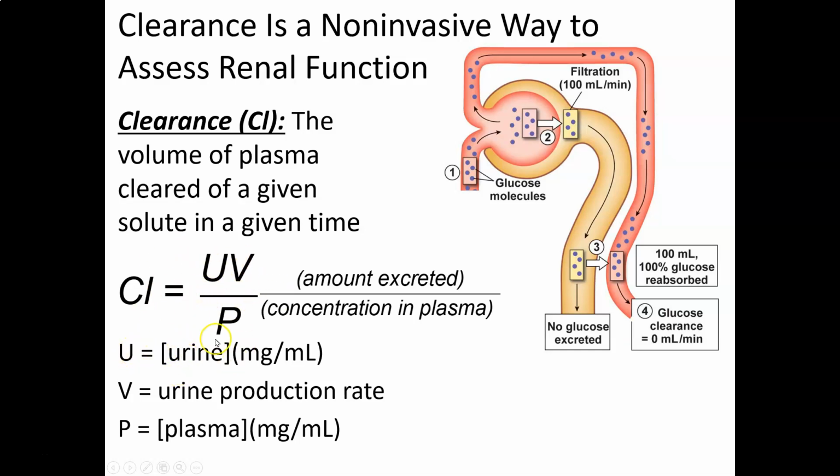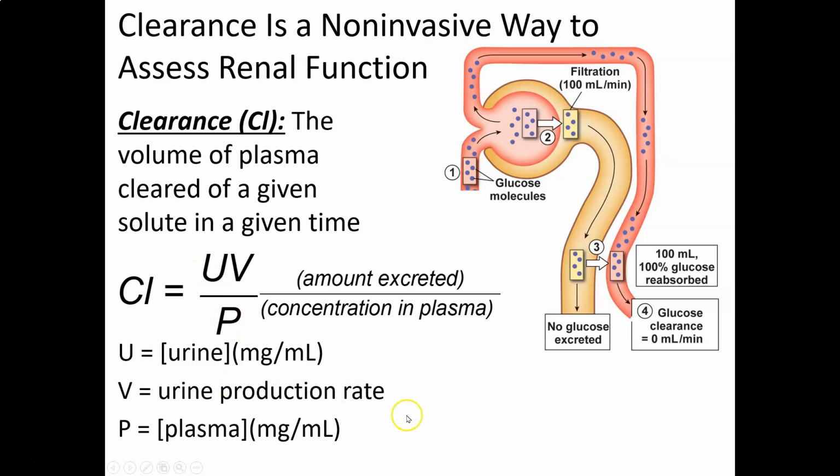So U is the urine concentration in milligrams per ml. And to be honest, it doesn't matter what your urine concentration units are, as long as they're the same as the P, the plasma concentration, in terms of units. The U and the P are going to cancel each other out. You can have it in moles per liter, millimoles, milliequivalents. There are so many different ways you can measure it. But these are going to cancel out if they're in the same units, and they should be.